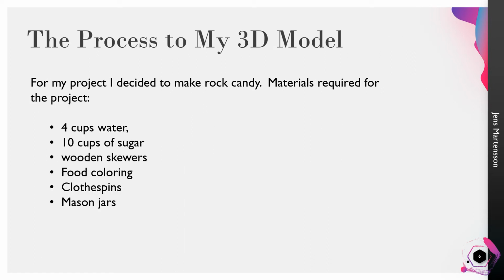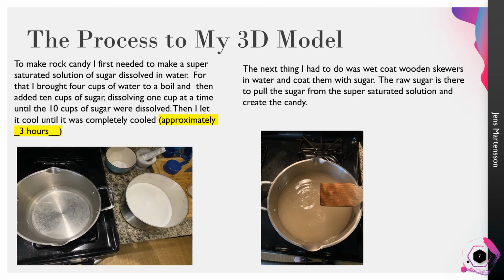So the materials I needed to make rock candy were 4 cups of water, 10 cups of sugar, wooden skewers, food coloring, clothespins, and mason jars. Now onto the actual process of making the rock candy. To make rock candy, I first needed to make a supersaturated solution of sugar dissolved in water. For that, I brought 4 cups of water to a boil and then added 10 cups of sugar, dissolving 1 cup at a time until the 10 cups of sugar were dissolved.